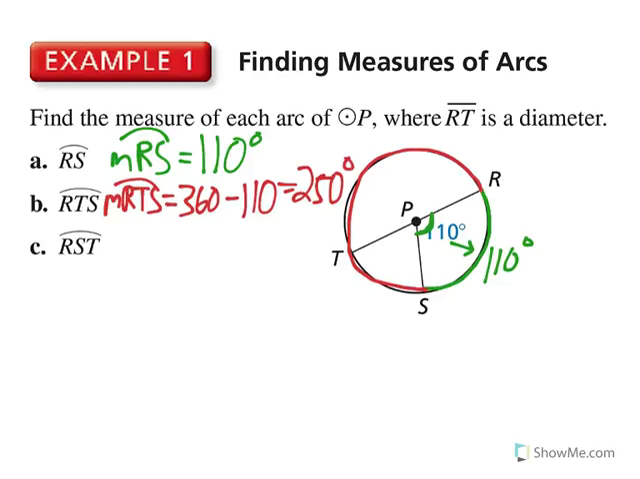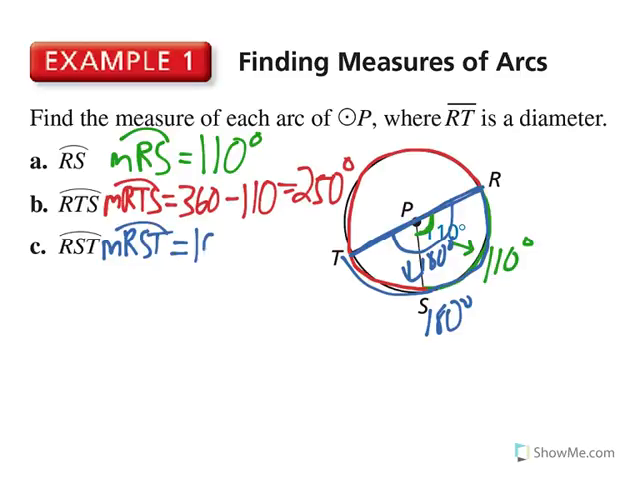Then the last one it tells us to find is RST. So if I go RST all the way through there, notice that R and T, that line going across, that segment, is a straight line. It goes through the center. So the degree measure of a line, we know, is 180 degrees. So if that angle there is 180, that means we send it out, and so that's 180 degrees as well. So the measure of RST is equal to 180, which means that RST is a semicircle.